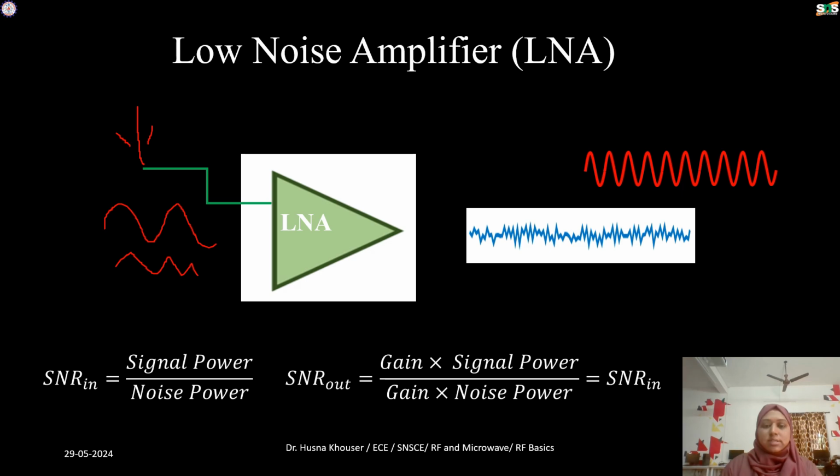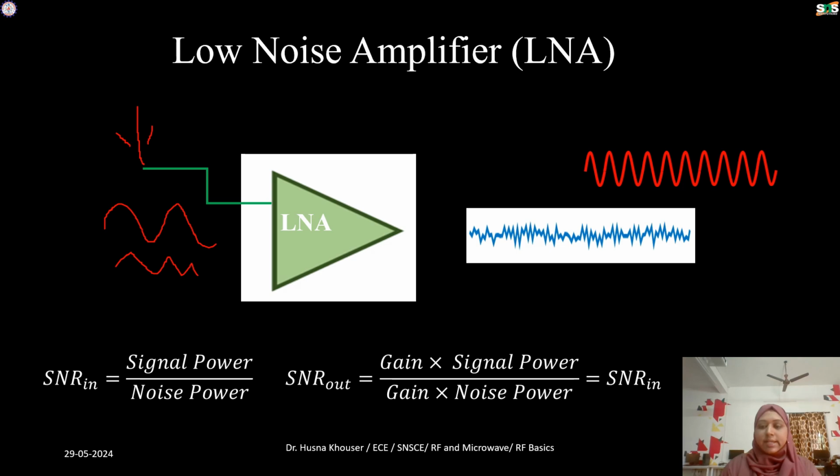So signal to noise ratio, SNR input, is nothing but signal power over the noise power, and here the SNR output is gain times signal power over gain times noise power. Here you can see why we get this gain: we are going to amplify both the signal power as well as the noise power. So the SNR output is equal to the signal to noise ratio input.